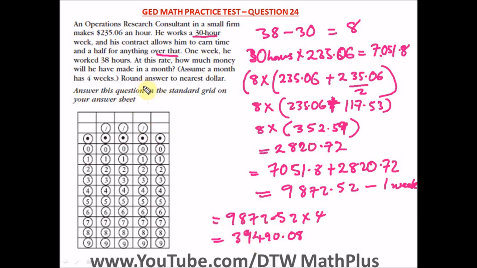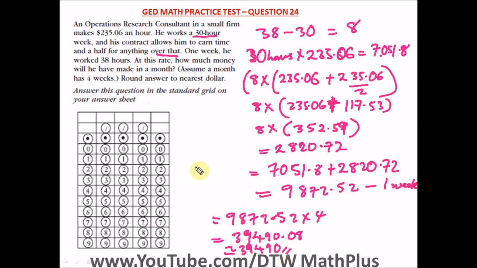Our answer says we should round to the nearest dollar. After this point, the digit is a zero, less than 5, so we can approximate. We have $39,490. So this is our answer, what he is going to earn in a month.